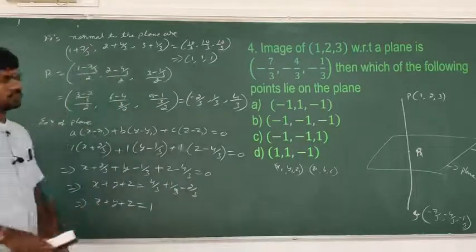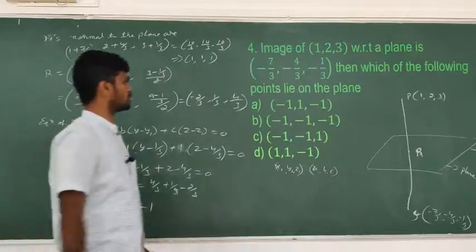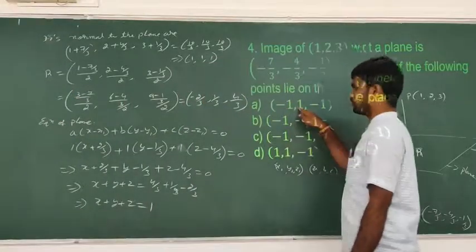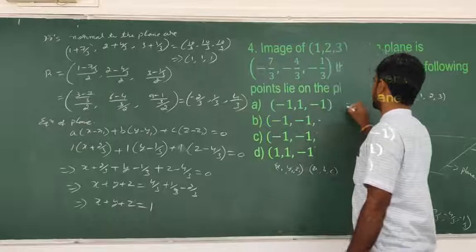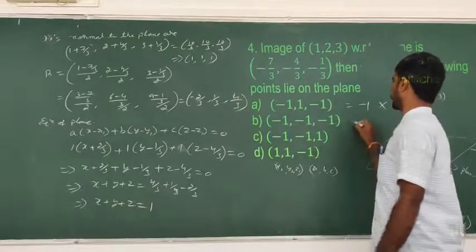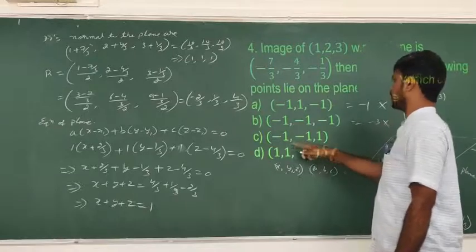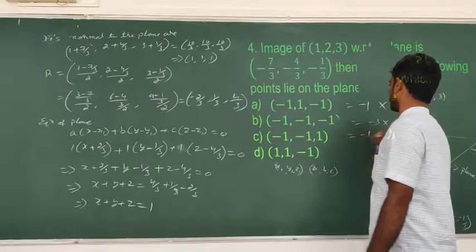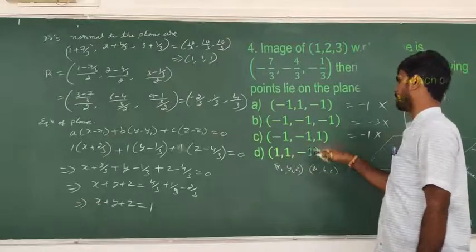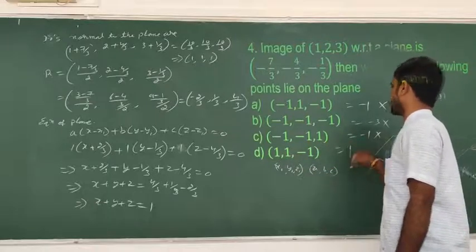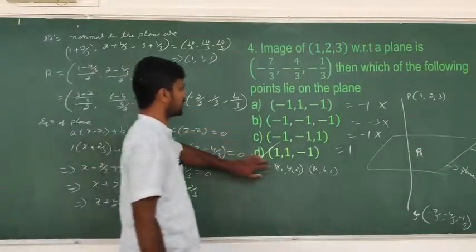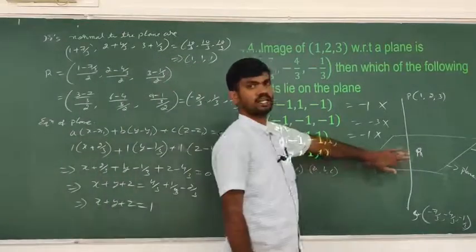So now just observe the options, which of the following options satisfies this one? Minus 1, minus 1, minus 1, if you substitute, what answer do you get? Minus 1. Therefore this option is wrong. 3 minus 1 gives minus 3, this is also wrong. 2, minus 1, 1, this also gives minus 1, this option is also wrong. If you substitute this, 1 plus 1 minus 1, plus 1 minus 1 cancel, that is equal to 1. Therefore this point, 1 comma 1 comma minus 1, also lies on this plane.